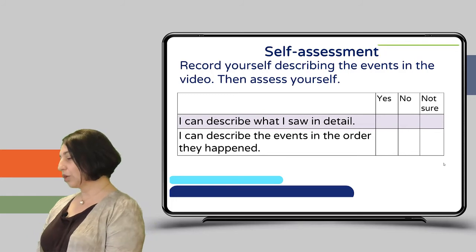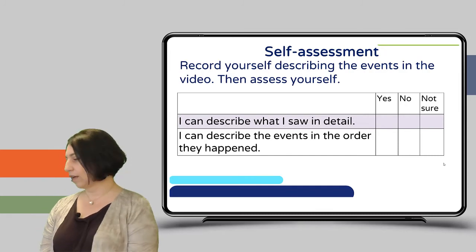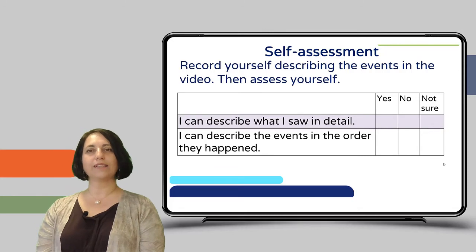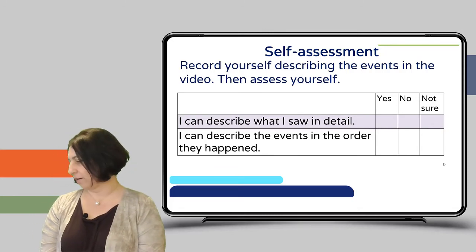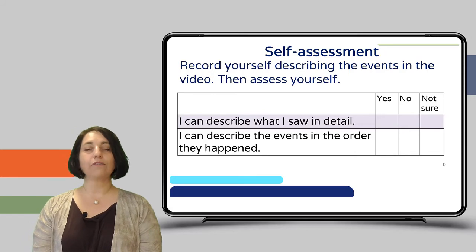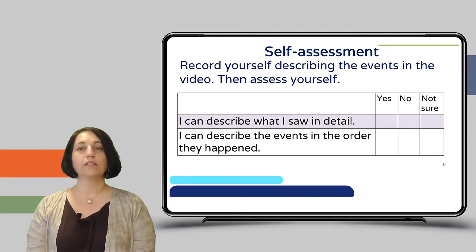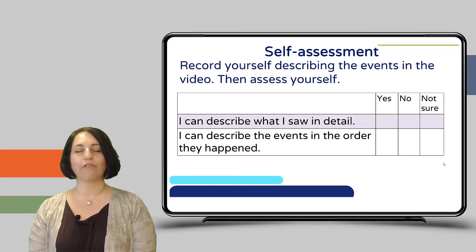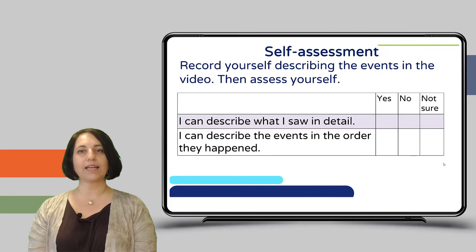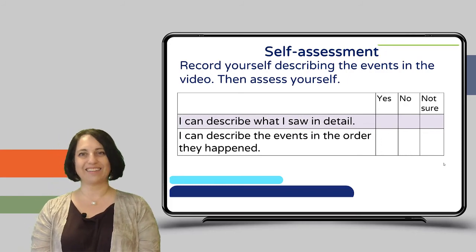Okay? So now, students, after you've practiced a few times, then you are ready to record yourself and then assess yourself. And you can say, I can describe what I saw in detail. Is that true? If it is, great. Then put a tick on yes. If you say no, then yes, students, you need to practice more. And if you are not sure, you can record yourself again and listen to yourself again to see if you have improved. Or you can ask a friend or your teacher to listen to what you said and to tell you whether you can describe what you saw in detail in the clip.